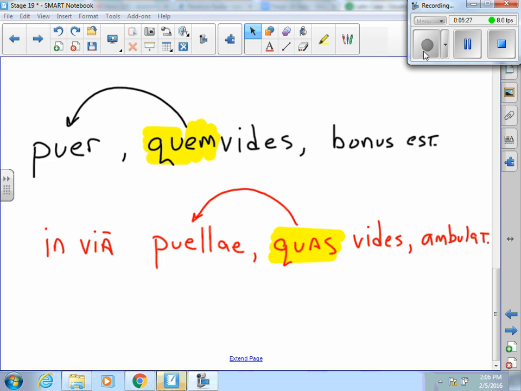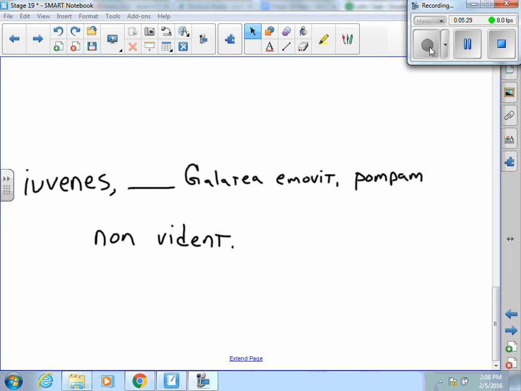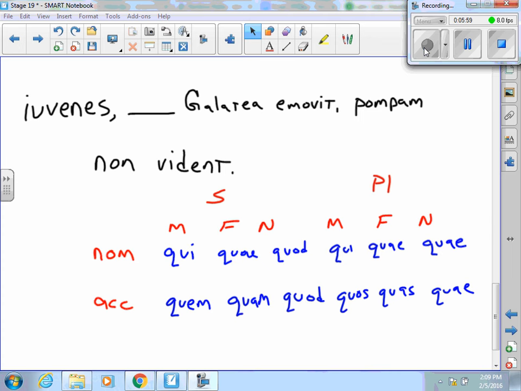You're also going to have a couple where they give you a sentence with a blank, and they're going to ask you to choose a form of qui to put in place of the blank. In this case, I have Iuvenes blank Galatea movet, pompam non vident. If we remember the story, these are the boys who could not see the parade. The boys whom Galatea moved. I have to decide two things here. In that blank, I'm going to put a qui or a quae or a quod. So I need to make sure that I know the qui, quae, quod declension, especially the nominative and accusative.